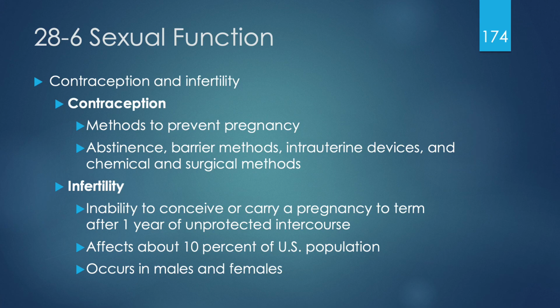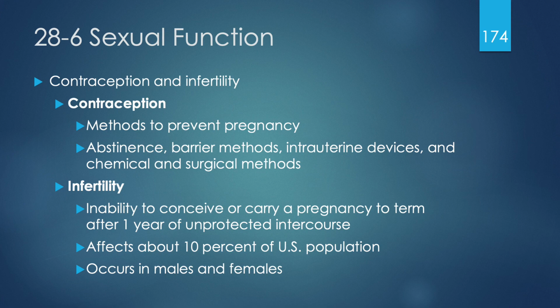Contraception is really just any method that prevents pregnancy. So this can range from abstinence, which is avoiding sexual intercourse, barrier methods, which place a barrier physically in between the male and female gametes, intrauterine devices, which create an inhospitable environment for a conceptus to implant, chemical methods, such as the oral contraceptive pill, and surgical methods, which can include things like vasectomy or tubal ligation.